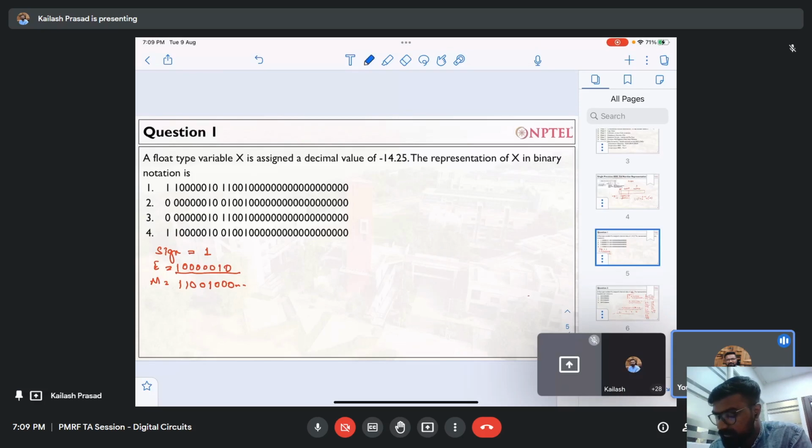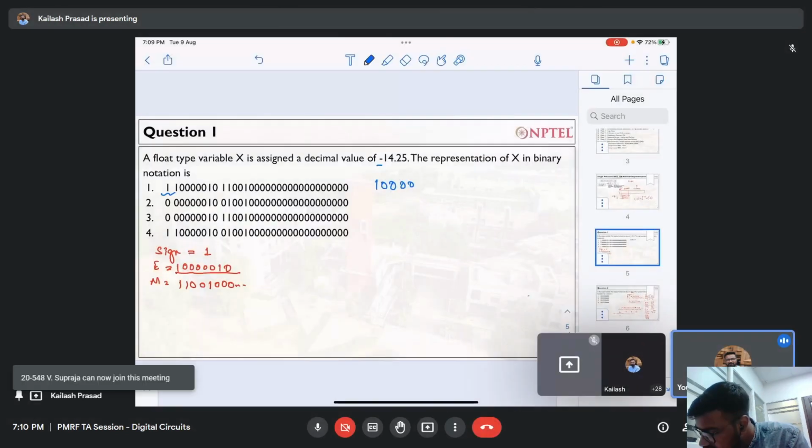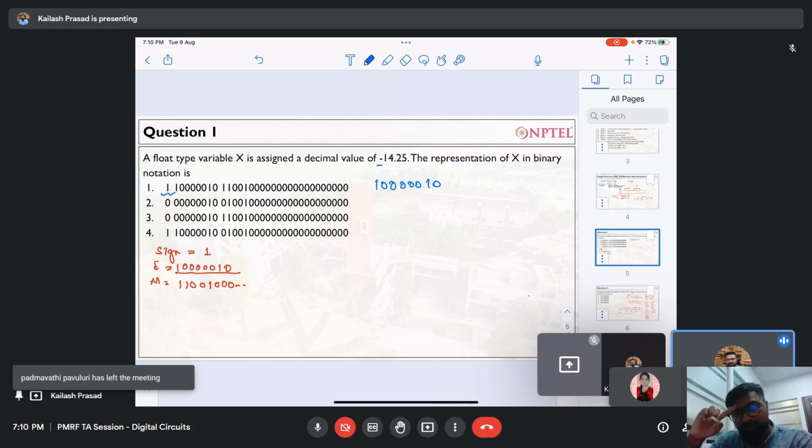So the very first bit is the sign bit. You know that it's a negative number, right? And then what you have is 1 0 0 0 0, how many zeros? 5 zeros, and again 1 0, 5 6 7 8. This is your exponent, right? And this exponent represents which number?